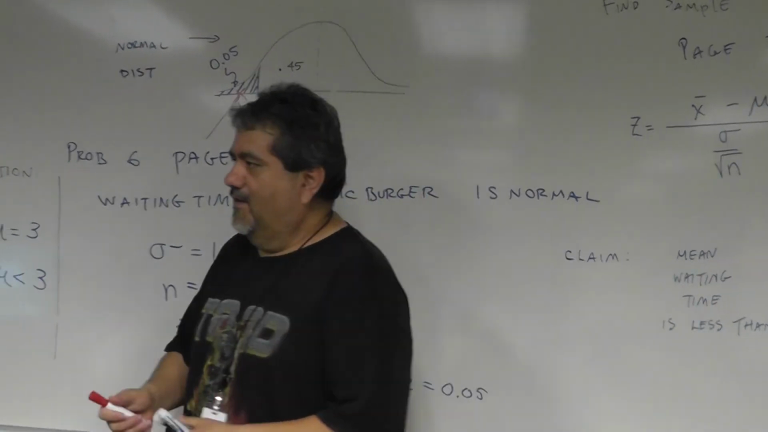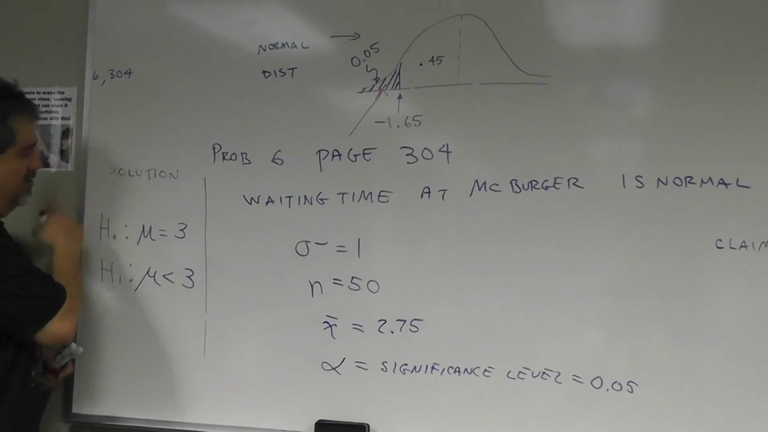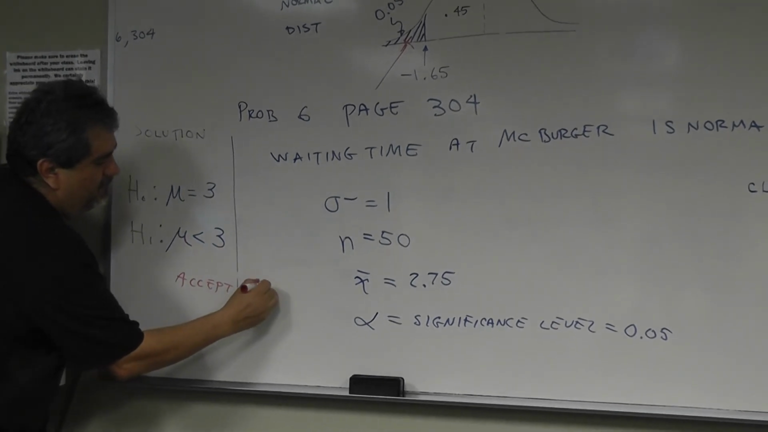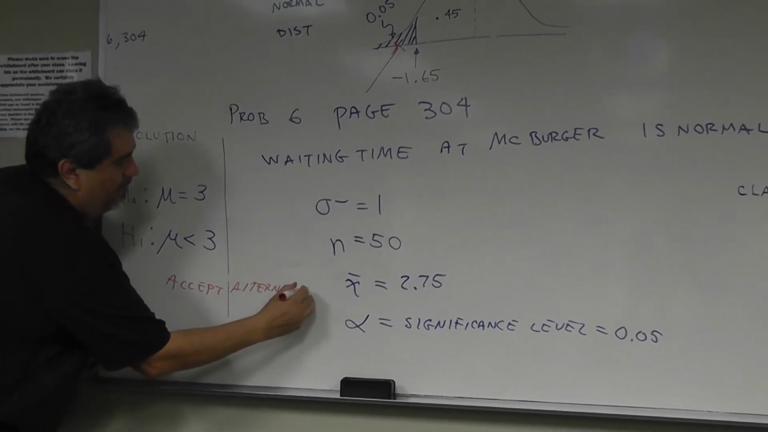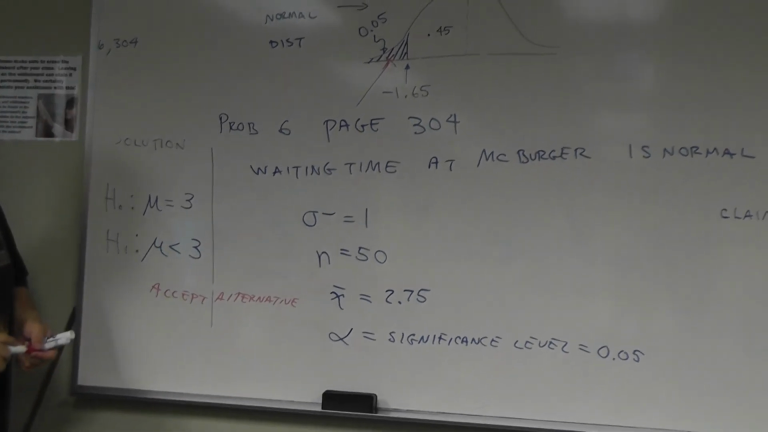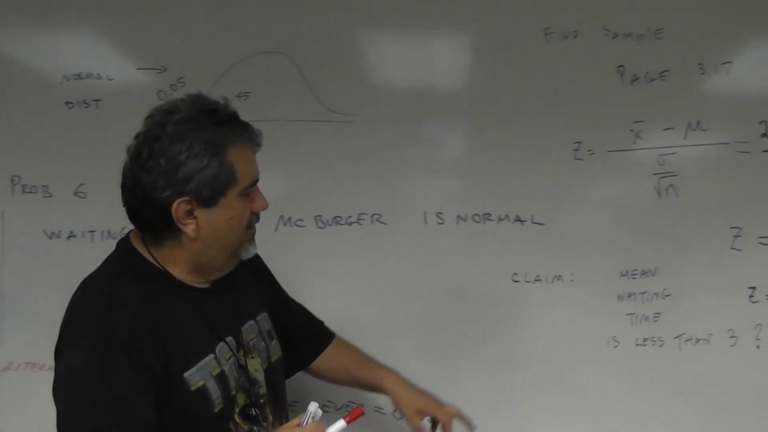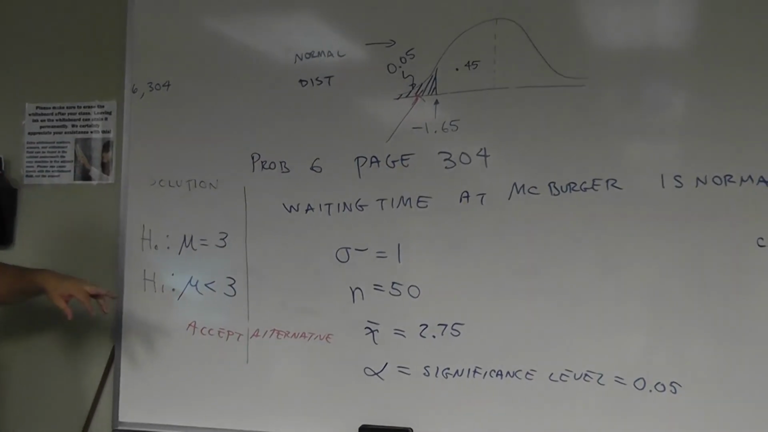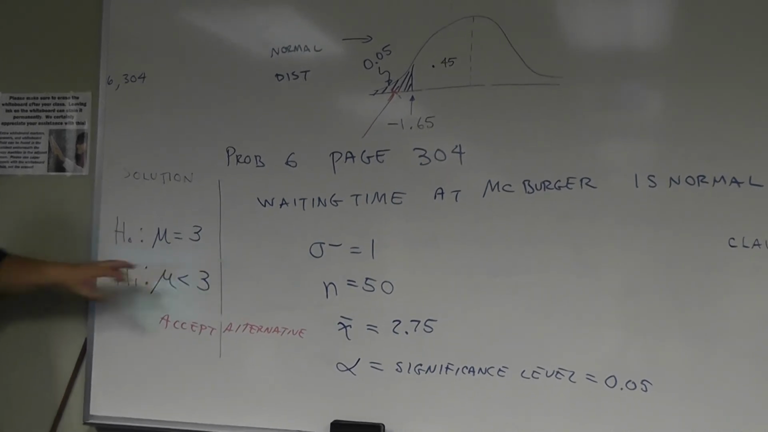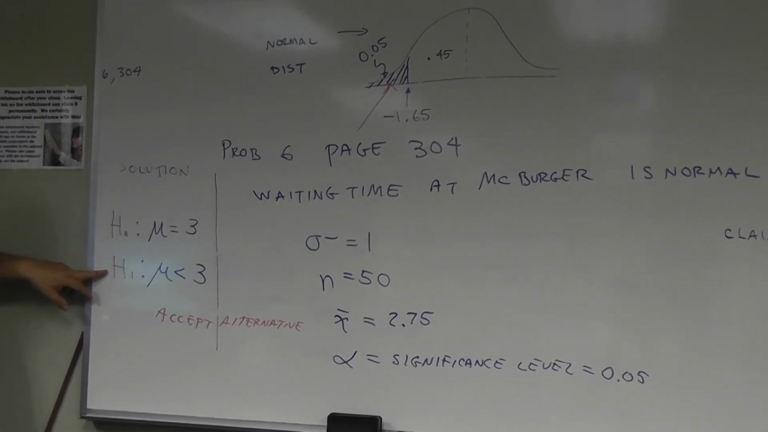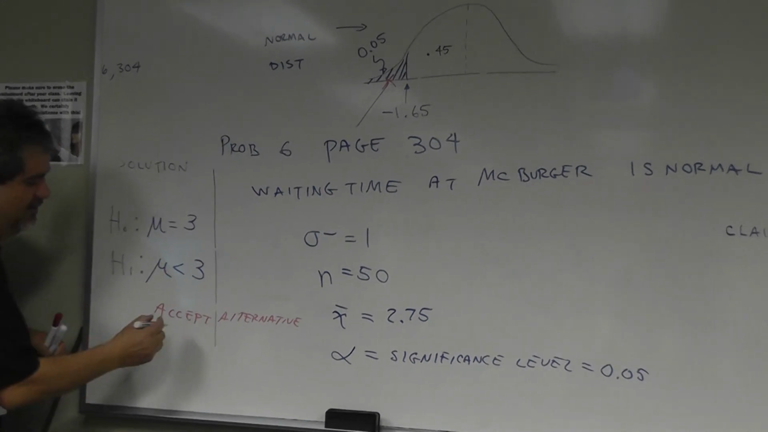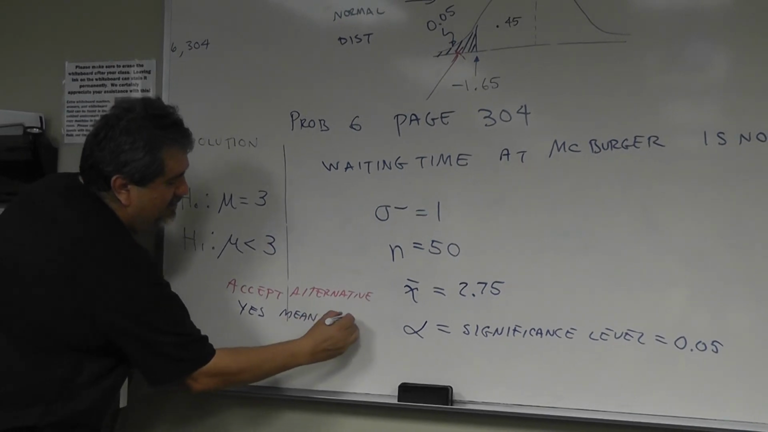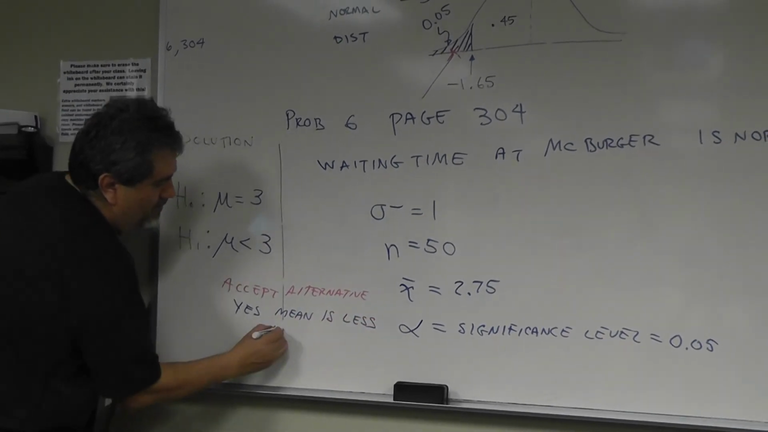Conclusion, and this will be the end of this problem, we have to accept the alternative. Because we are trying to find out whether the mean is less than 3. Notice we are accepting the alternative, meaning we are accepting this, right? And the alternative says that the mean is less than 3. So the answer is yes. The mean is less than 3.